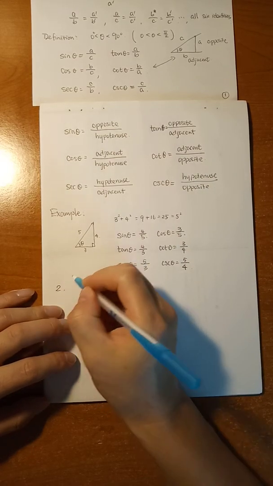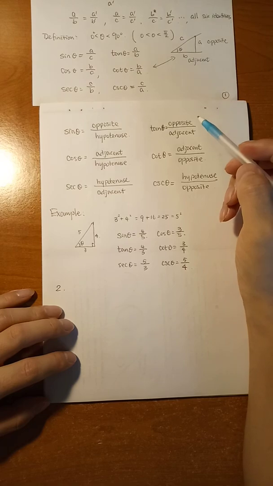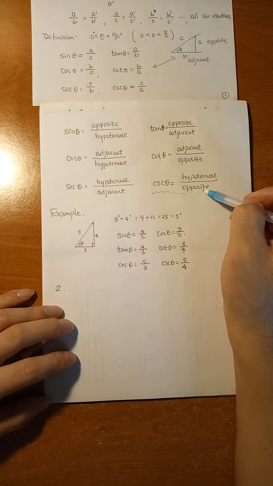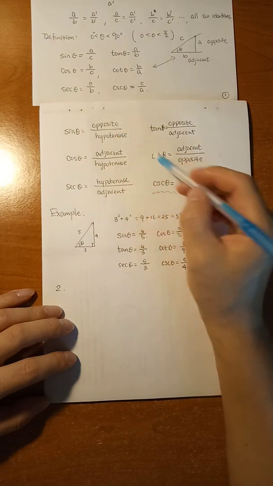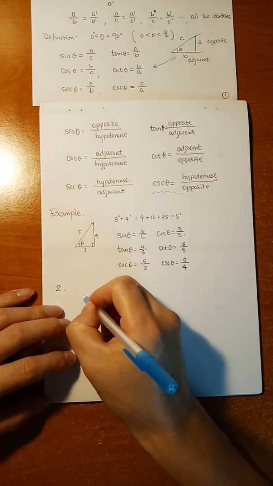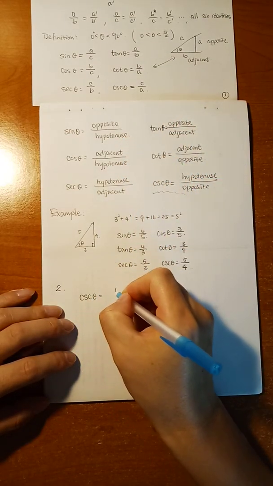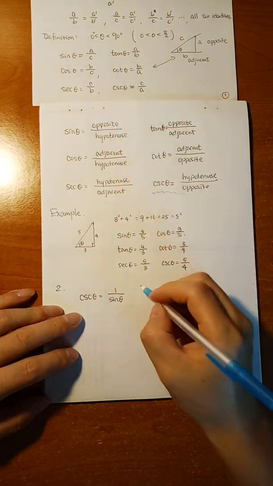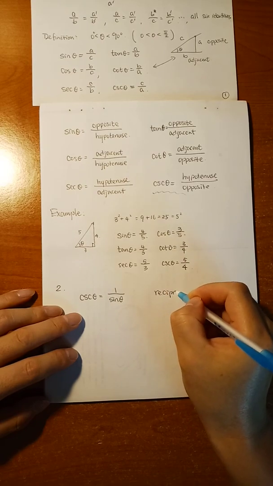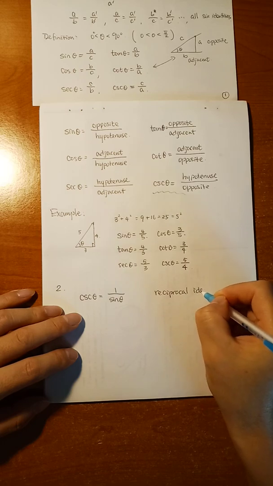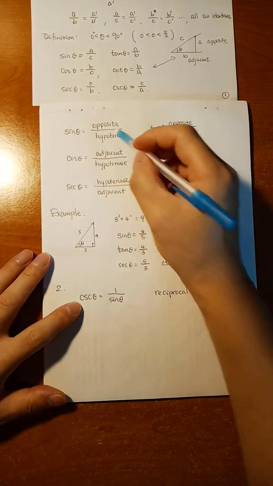So the relation is the following. You see, cosecant is hypotenuse over opposite, sine is opposite over hypotenuse. You just switch the top and bottom. So it means cosecant theta is the reciprocal of sine. Reciprocal identity. Cosecant is 1 over sine.